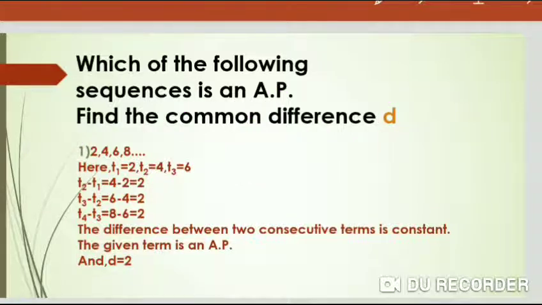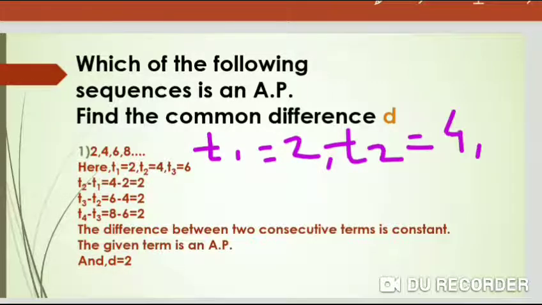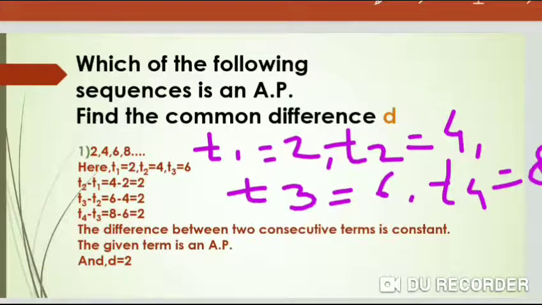See here students, first we have to write down the terms, that means the first term T1. Here T1 is equal to 2. Then T2 is equal to 4, T3 is equal to 6 and T4 is equal to 8. Now we take the difference between two consecutive terms, that means T2 minus T1. The value of T2 is 4 and the value of T1 is 2. Therefore, we write 4 minus 2 is equal to 2.